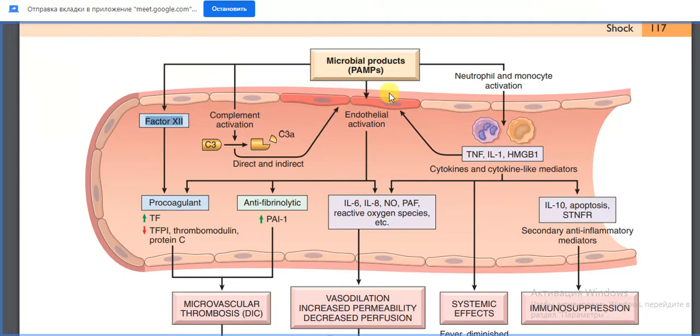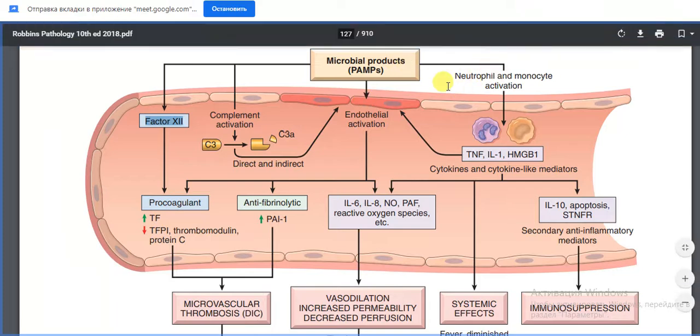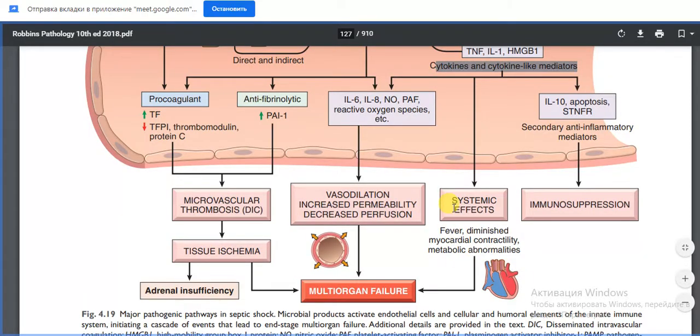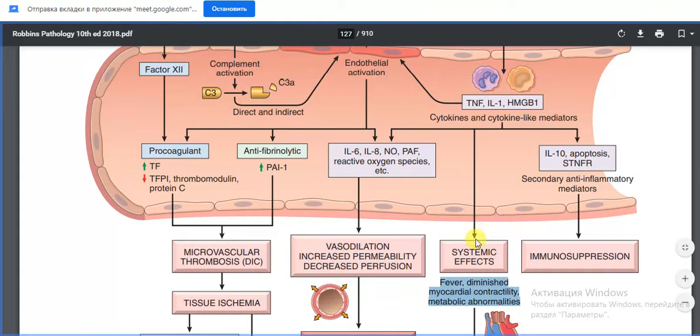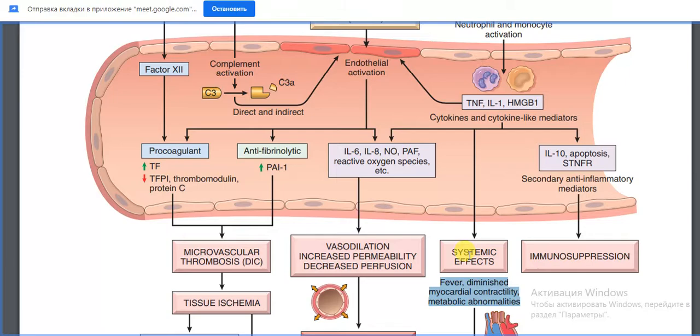Okay, let's start with the endothelial part. What is caused by neutrophil and monocyte activation? They start to produce cytokines like TNF, interleukin 1, and HMGB1. These cytokines and cytokine-like mediators cause a cascade of reactions. One of the main ones is the systemic effects: fever, diminished myocardial contractility, and metabolic abnormalities. Remember that fever causes vasodilation all over the body.